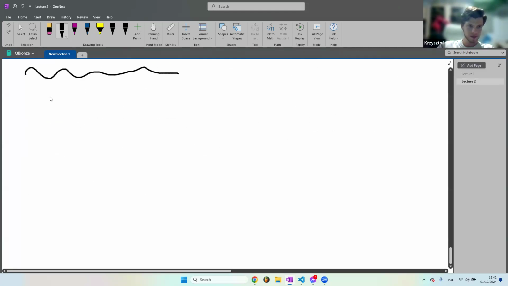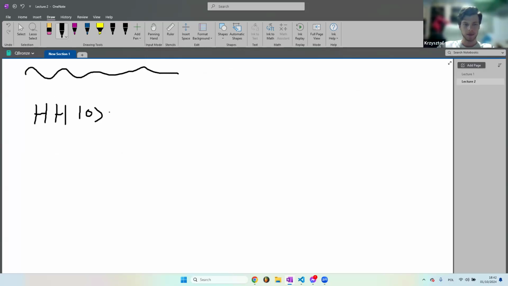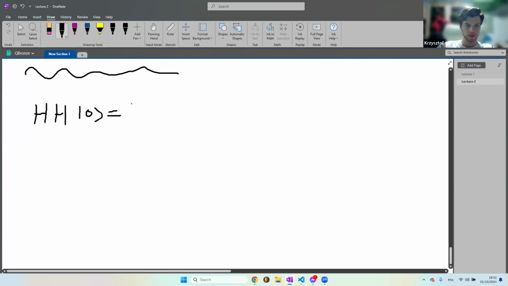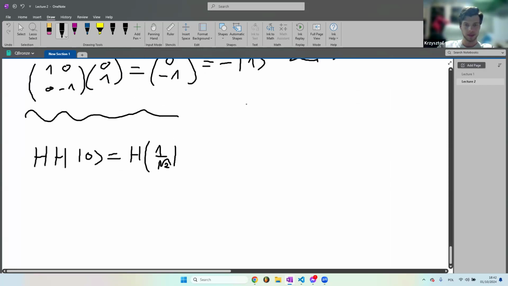So let's now see what state we could obtain by applying the Hadamard gate twice to, for example, a 0 qubit. Now we'll take a slightly different strategy. Instead of writing all the matrices, I will use the bracket notation. After applying the first Hadamard gate, as we remember from previous calculations, we get 1/√2 times |0⟩ plus |1⟩.